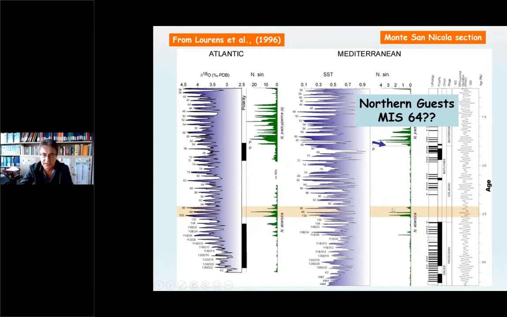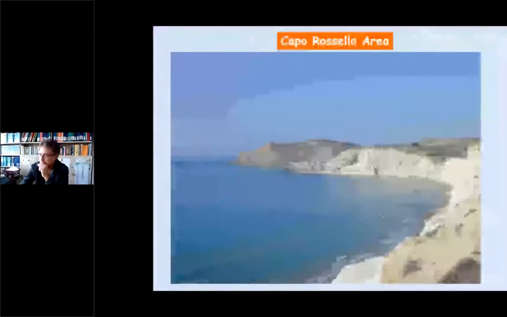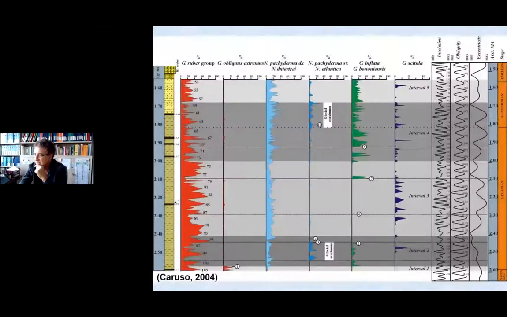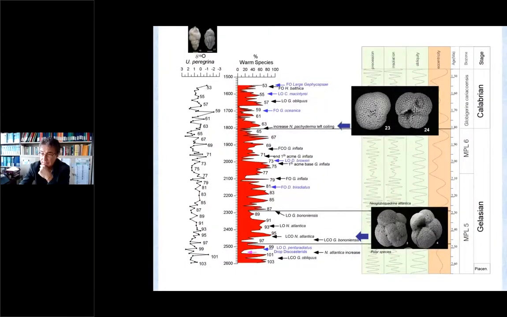This species has been considered by Berggren as a polar species that corresponds to MIS 96. So before the Calabrian, where it was placed in 2000, the base of the Pleistocene, we have a cool period that corresponds to the expansion of ice sheets in the northern hemisphere. Sorry, the last pictures. Okay, so here we have Neogloboquadrina atlantica.